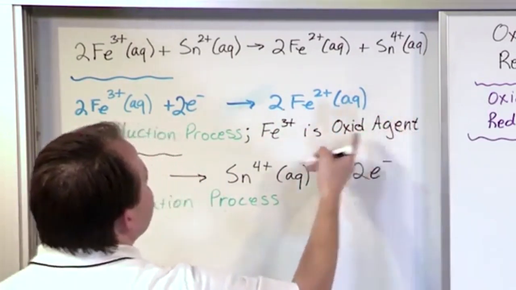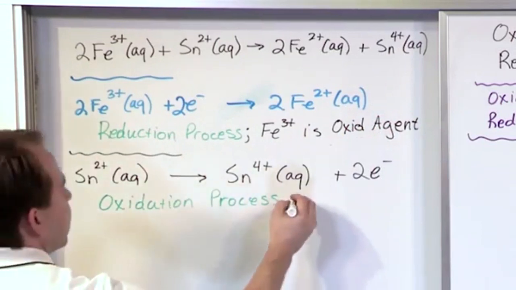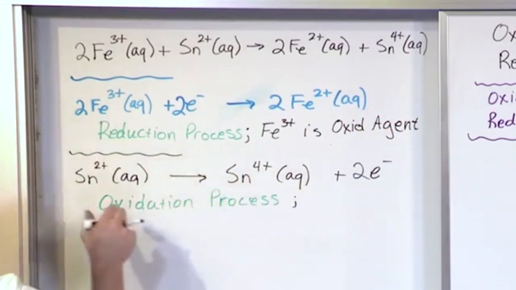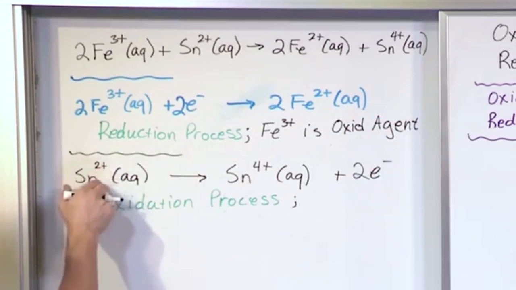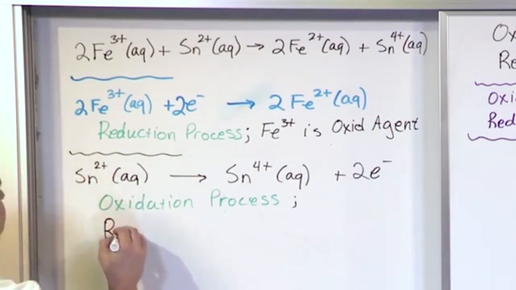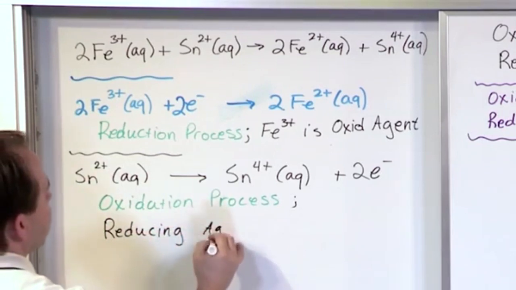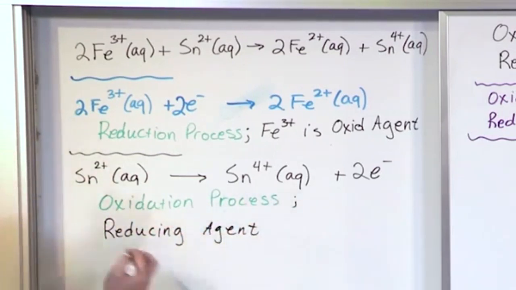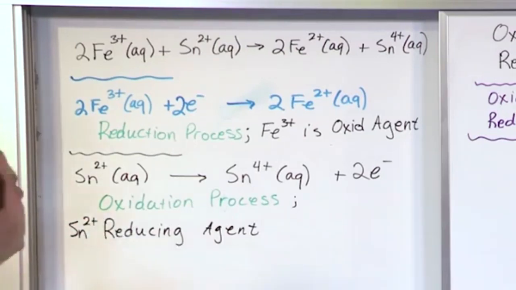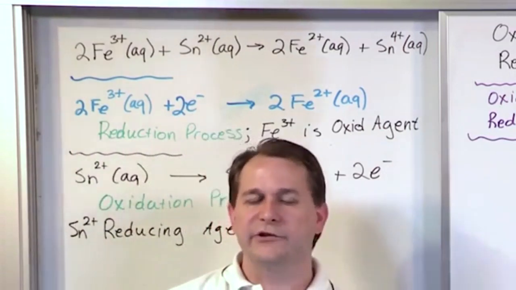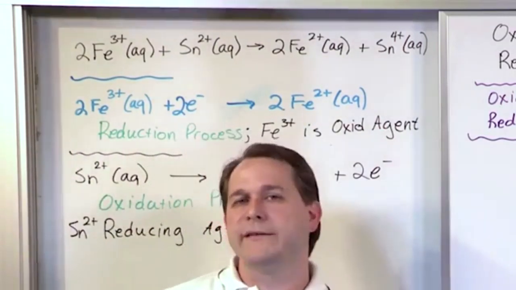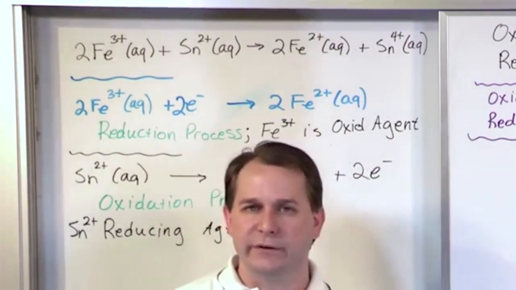You just pick the opposite term, right? And since this is an oxidation process, then the tin with the positive 2 charge is the reducing agent. And what is the reducing agent? It's actually the tin 2 plus. So whenever you're talking about is it oxidation or is it reduction, you're mostly just saying what's happening in this process. Is something gaining or something losing electrons?